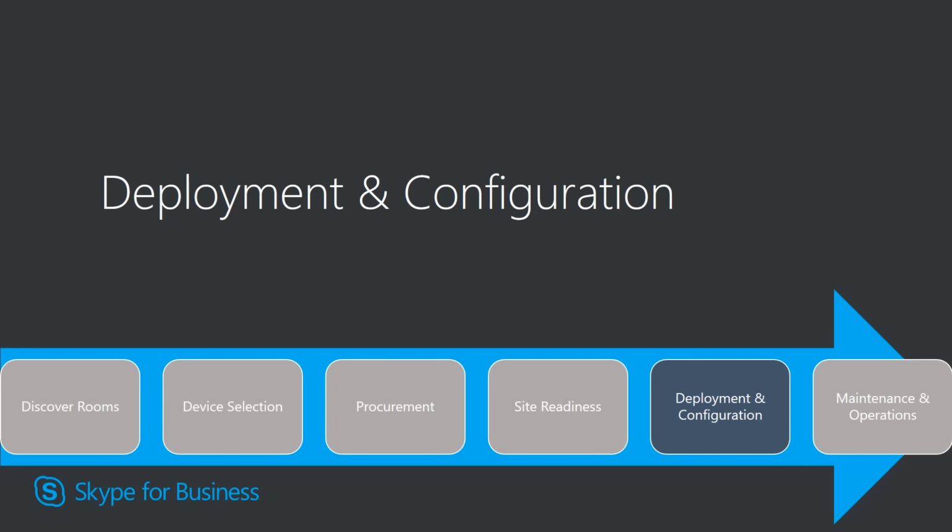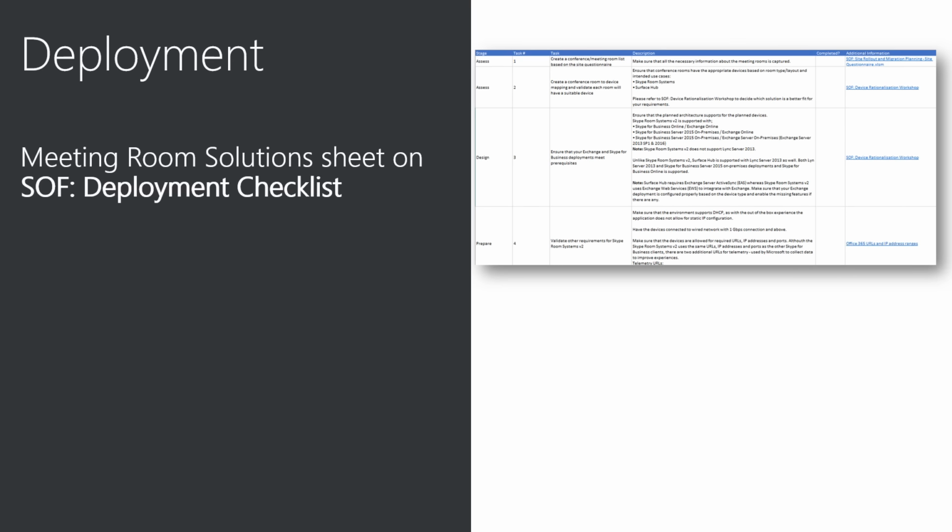The next step of the workshop is to discuss the deployment and configuration details. We also updated the deployment checklist to cover the meeting room solutions. Depending on the device, you might need to complete a set of activities and tasks for a successful deployment. During the workshop, go through the deployment checklist and plan for the required steps depending on the environment and the decisions made before.